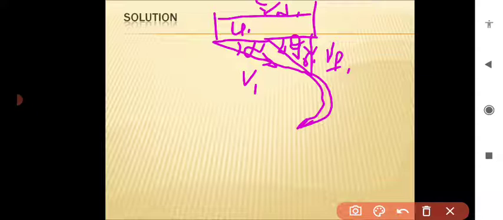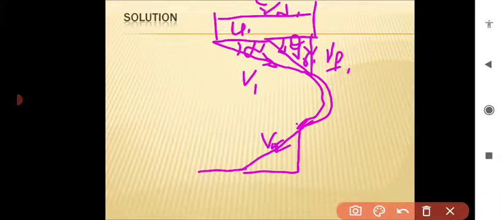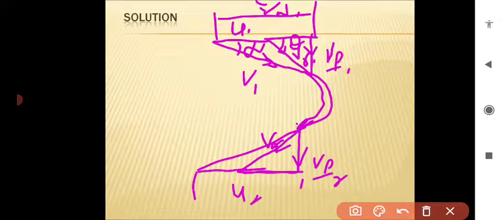For the outlet, the discharging velocity is v2, this is the blade velocity u2, and this is the flow velocity Vf2. Vr2 is the relative velocity. Here it makes an angle phi, and this angle is beta. Okay, this is the velocity triangle in general.